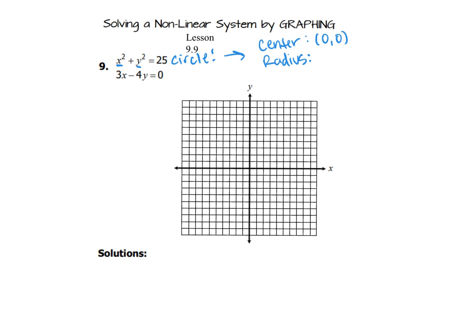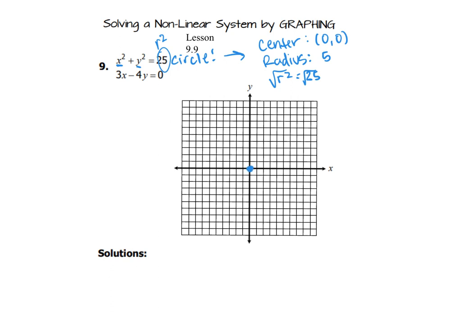Now, if we had any numbers in parentheses with x or y, they're both sneaky. They would both come out of the parentheses with opposite signs. But the center is at 0, 0. We're always equal to the radius squared. So r squared is 25. So that means to find the radius, we would square root that. The radius is 5.